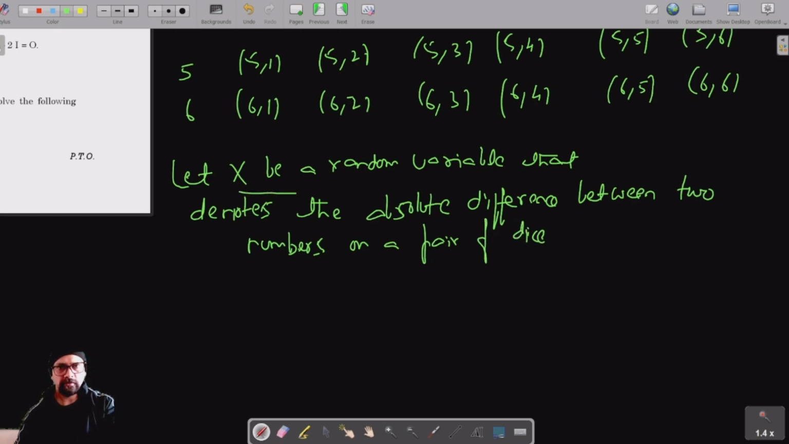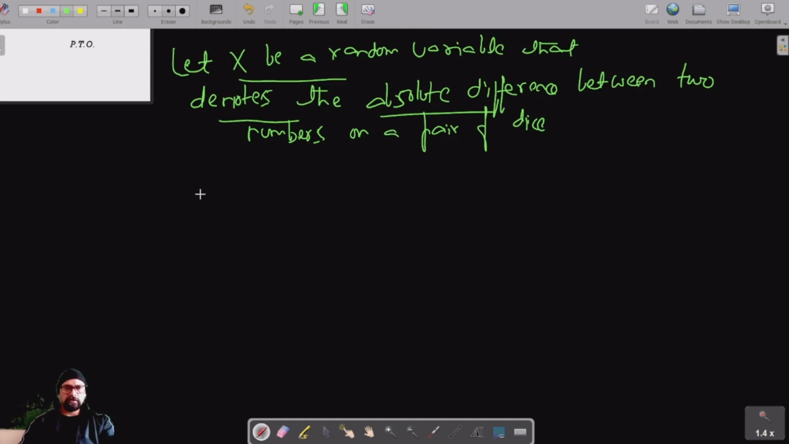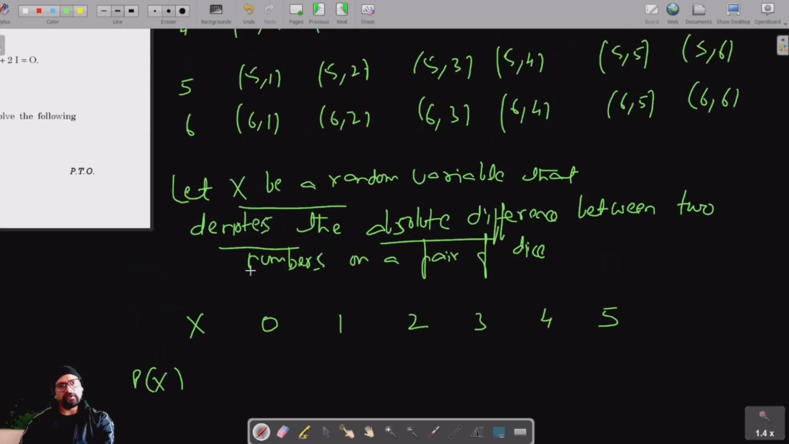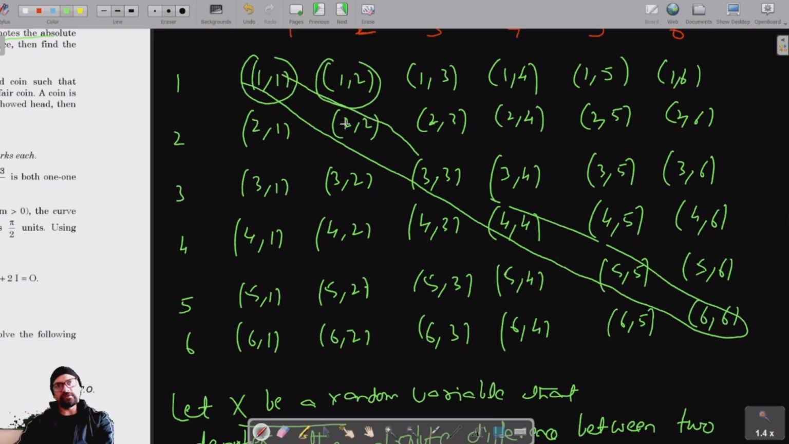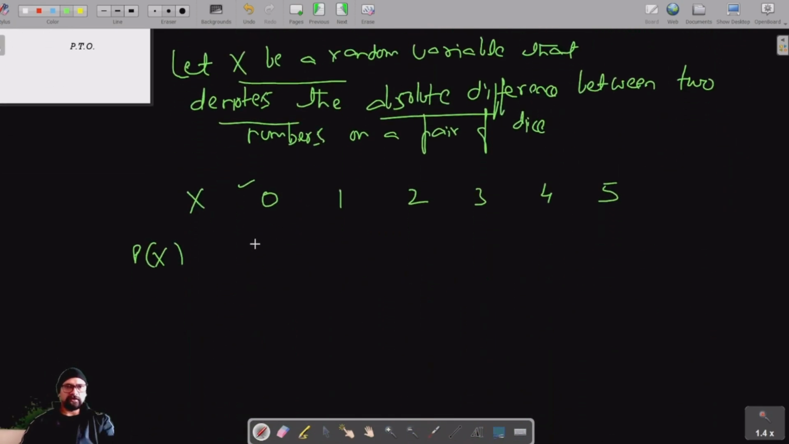Okay. So x is a random variable that denotes the absolute difference between two numbers on a pair of dice, and x can take the value 0, 1, 2, 3, 4, or 5. So let's find out the respective probabilities. Absolute difference is 0 when we have the same numbers on the dice, and there are 6 such cases. So the probability is 6 by 36.